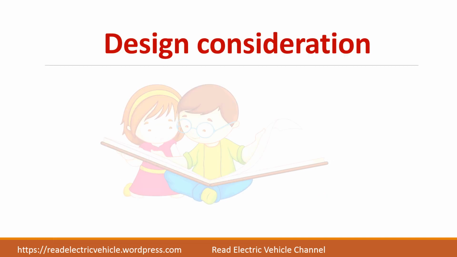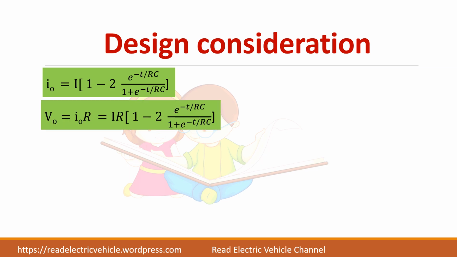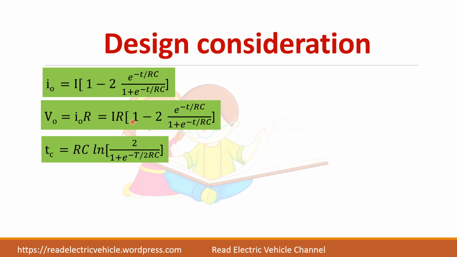So there are some design considerations for this current source inverter. This equation we have already derived in mode 1. Next, V0 is equal to I0 into R, so you can use the same equation. Then we will calculate the circuit turn-off time Tc. How to calculate this? Equate this equation to 0 and you will find Tc.